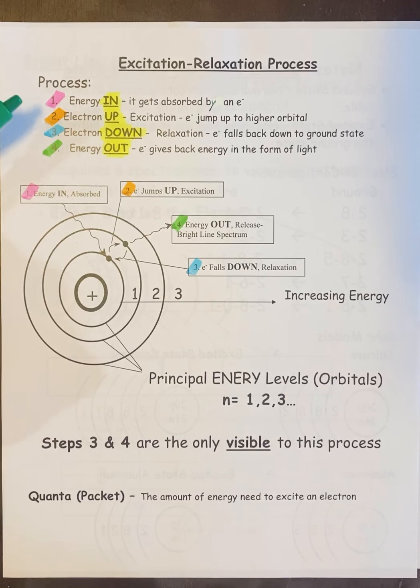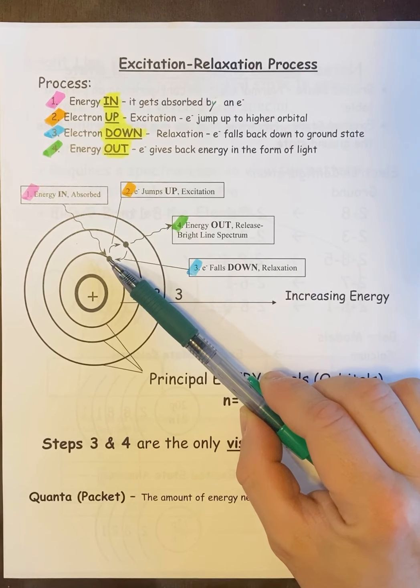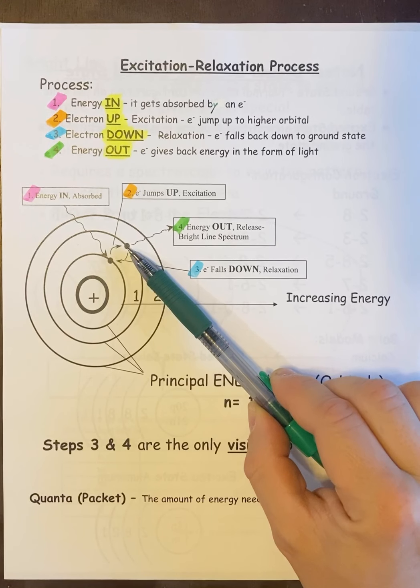And last part. Steps 1 and 2 are fully invisible, meaning we can't see that at all with our eyes, right? But steps 3 and 4 are the visible part of this. So the 3 and 4, it gives off light. That light is what we can see. That light is actually called a quanta. A quanta is a specific amount of energy, and this is where the concept of quantum mechanics or quantum energy comes into play. I can explain that more in person if you have questions, but basically here's what it means. The electron has to absorb the exact amount of energy needed to get to the next orbital.